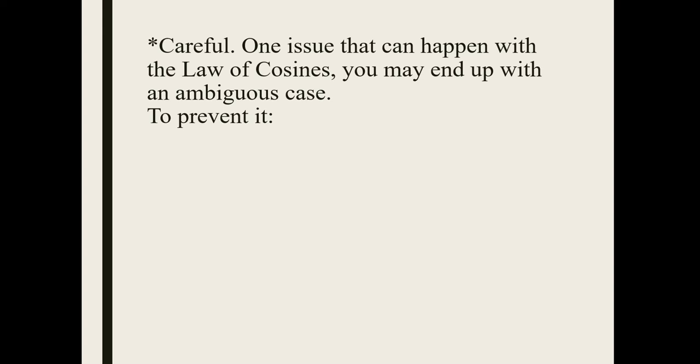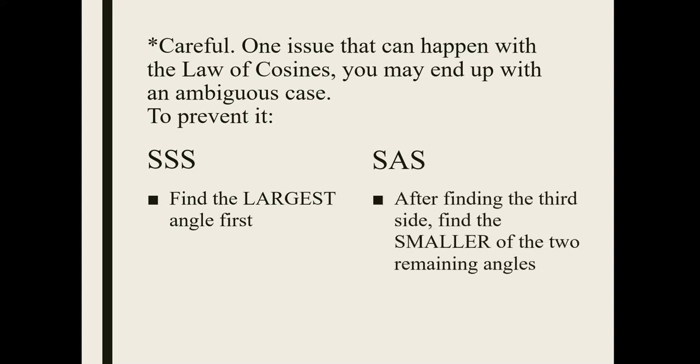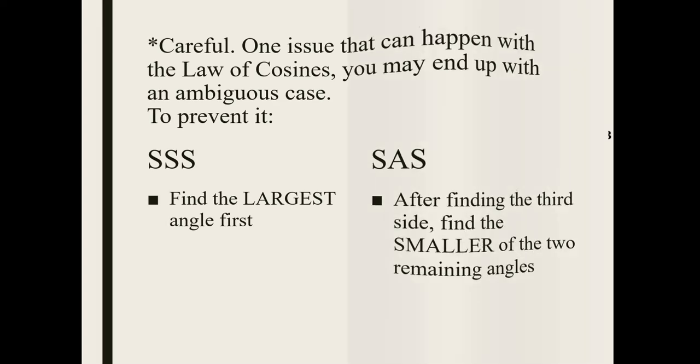All right, one thing you want to be careful about with the law of cosines is you might end up with an ambiguous case situation. In order to prevent it, if you have side, side, side, you're going to want to find the largest angle first. If you have side, angle, side, after you find the third side, which is the only thing that you'll be able to find, you're going to find the smaller of the two remaining angles next.